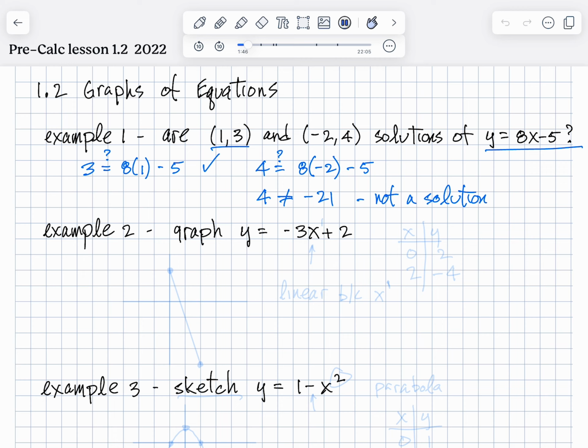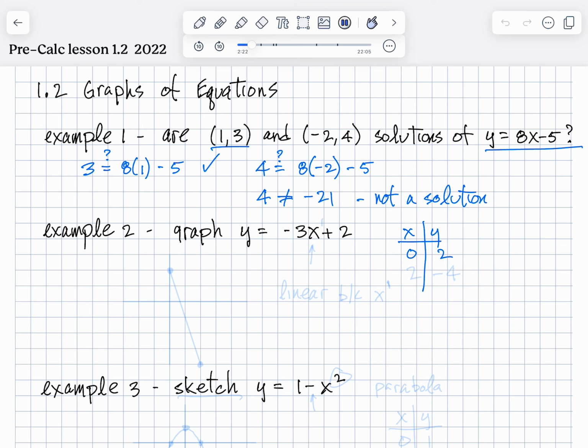Okay, example 2. Graph y equals negative 3x plus 2. So what you do is start off with an xy table. Put in a couple values. So when x is 0, y is 2. Now we could choose 1 for x, but that's going to give us, well, we could still do that. Minus 3 plus 2, that would work.